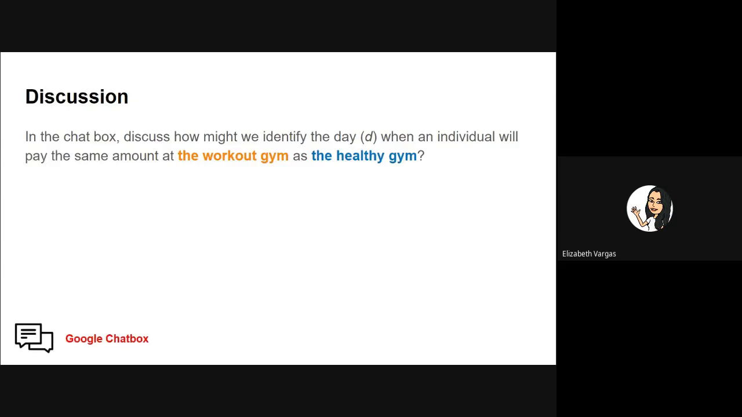Please respond in the chat box. There's no right or wrong answer. If you were to identify how much you paid per day at this gym, or if you were to identify what day you would pay the same amount in both of these gyms, how would you do it?